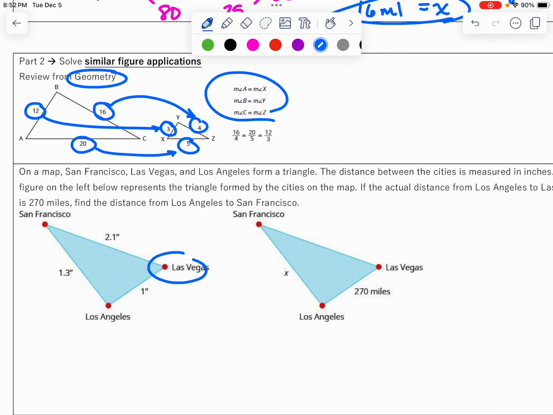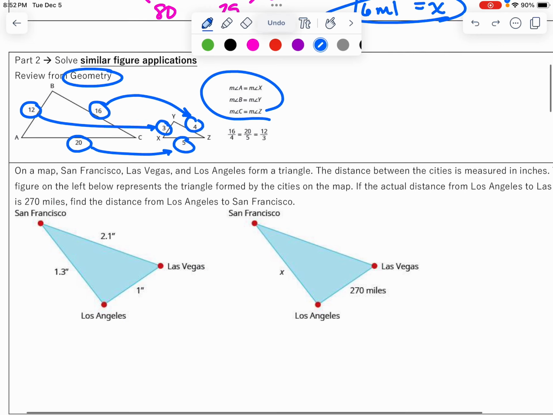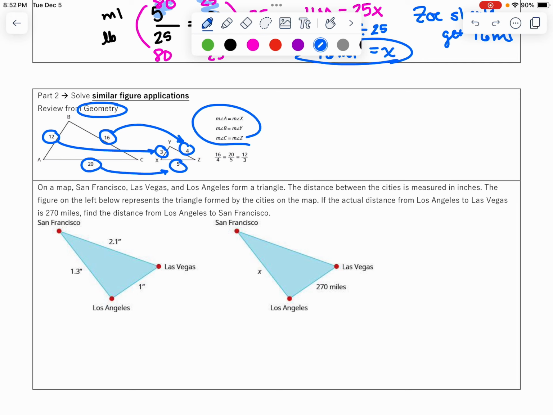Las Vegas and Los Angeles form a triangle. The distance between the cities is measured in inches on the map. The figure on the left represents the triangle formed on the map. The actual distance from Los Angeles to Las Vegas is 270. Find the distance from Los Angeles to San Francisco. That's the catch, just so you guys know.